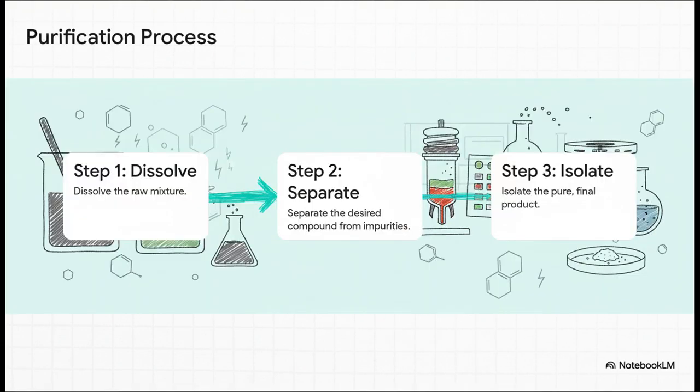And pretty much any purification technique you use follows this same basic game plan. First, you take that raw, messy gunk and dissolve it in something. Step 2, you use some clever chemistry, maybe based on boiling points or solubility, to separate the good stuff from the bad stuff. And finally, you isolate that beautiful, pure product. Now it's ready for whatever comes next.